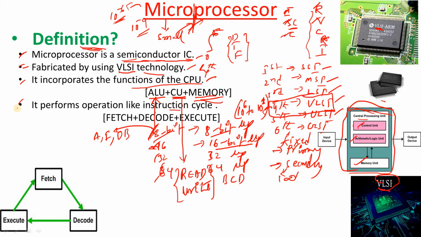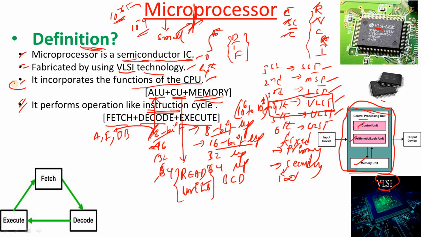Coming to the last point, it performs operations like the instruction cycle. What is meant by instruction? An instruction is a command which is used to instruct the processor or computer to perform a specific task or action. That is called an instruction. Instruction cycle means every instruction must follow these three cycles: fetch cycle, decode cycle, execute cycle.